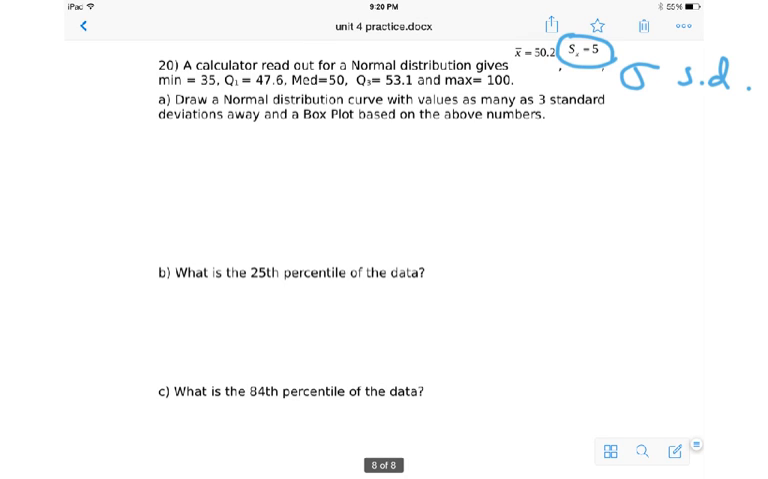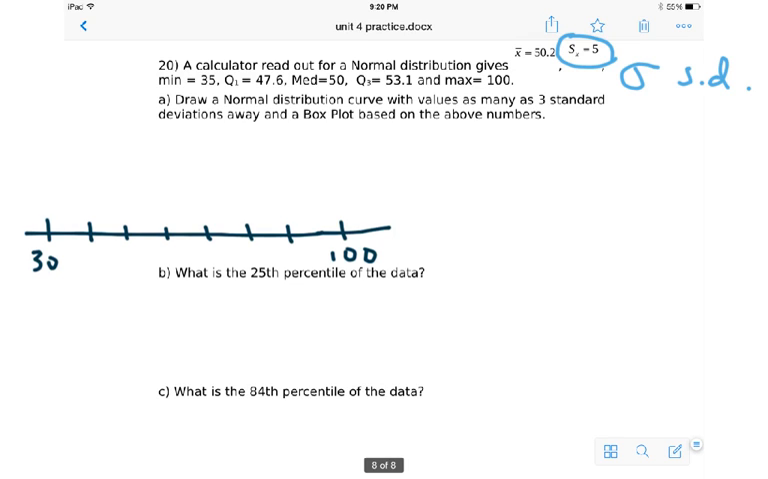Draw a normal distribution curve with values as many as 3 standard deviations away, and a box plot based on the numbers above. Let's start with the box plot. So I want you to look that the minimum is 35 and the maximum is 100. So maybe I'll make my box plot go from 30 to 100 in intervals of 10. So 30, 40, 50, 60, 70, 80, 90, 100.